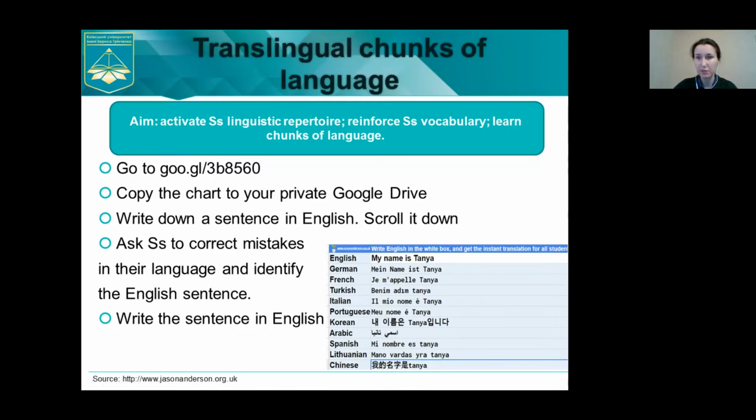This sentence is pretty simple, so there won't be any big challenges for students, but when we refer to the usage of phrasal verbs and special language chunks, then this activity is quite useful. Students try to correct their mistakes in languages because this is done by Google Translate language code, and they try to identify the English sentence and write it. After that we compare the grammar and have a look at these language chunks and how they work in English and the other languages represented in the classroom.